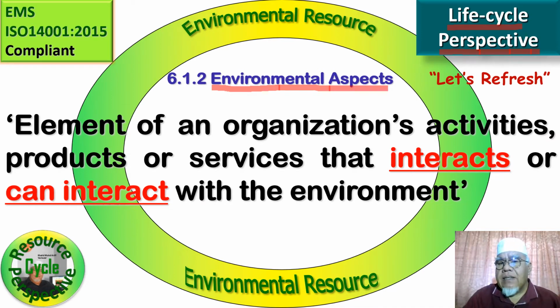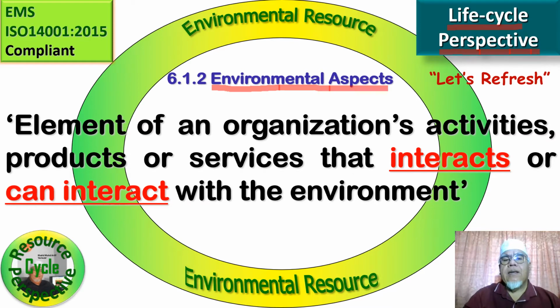It's a matter. It's a substance. It's an equipment. It is a machine. It is a building. It is the organism in the soil. It is the inhabitant of the ecological system. It includes nutrients. It includes waste. Anything that interacts or can interact with the environment is an environmental aspect.